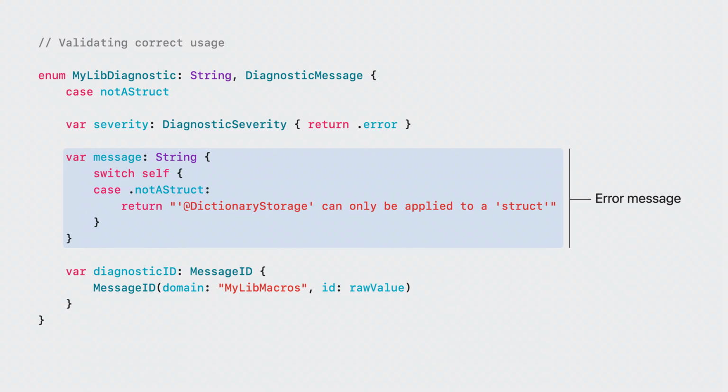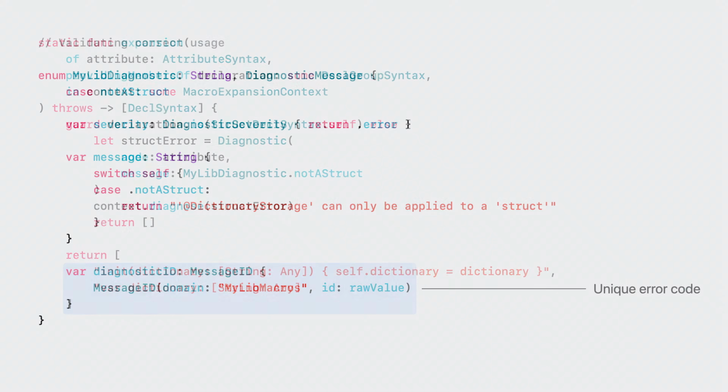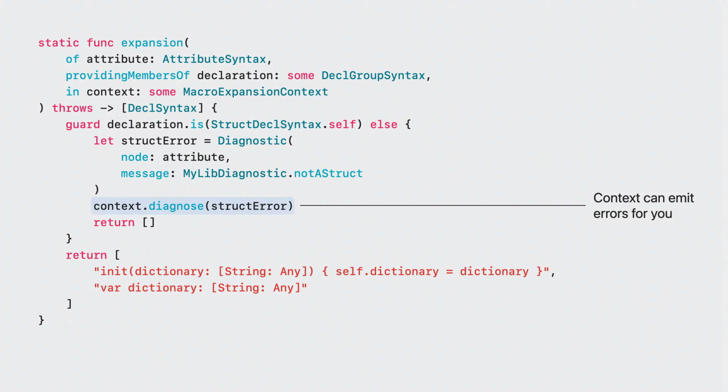Then there's the message property, which produces the actual error message. And the diagnosticID property. You should use the plugin's module name for the domain, and some kind of unique string for the ID. I've chosen to use string raw values for this enum, but that's just a convenience. So with the message in hand, you can create the diagnostic. Then you tell the context to diagnose it, and you're done.